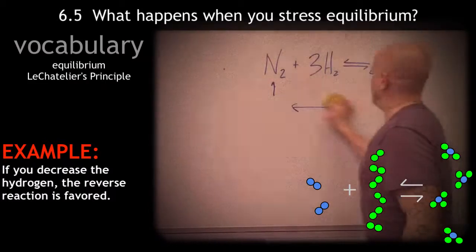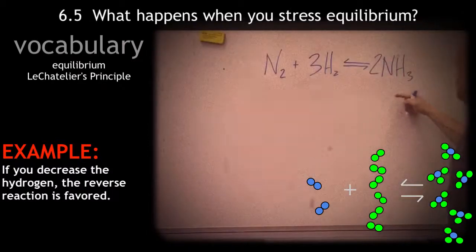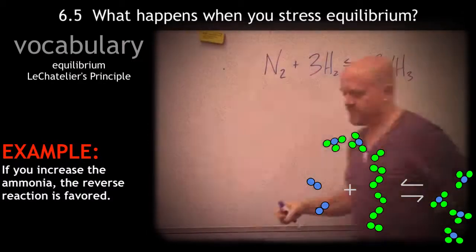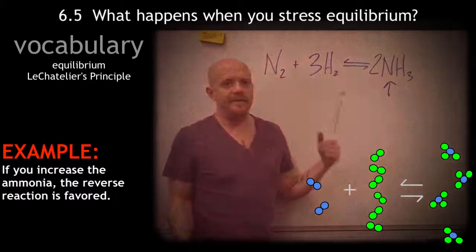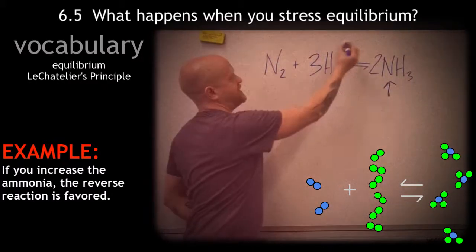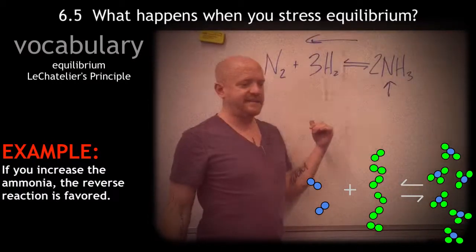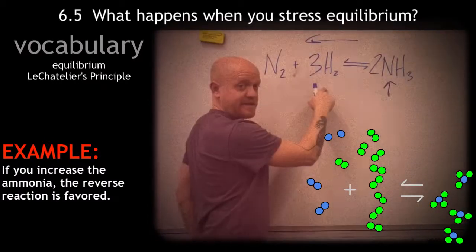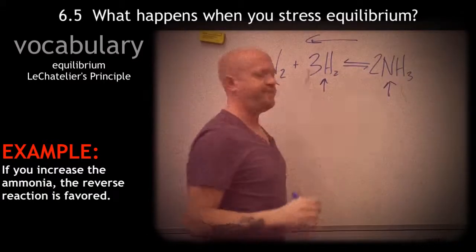And my third example, graphically, if I increase the amount of ammonia, check out what happens. Increasing the ammonia means the reverse reaction is going to be favored. And notice, the hydrogen is increasing, and the nitrogen is also increasing.